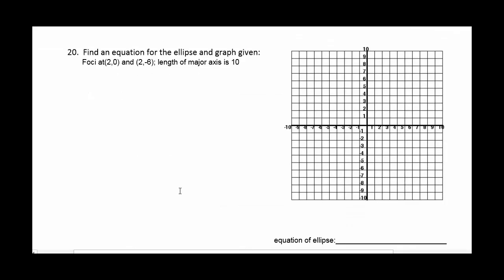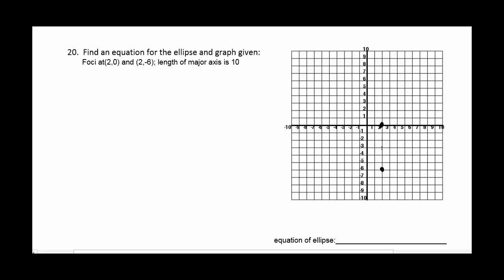Okay, number 20. Find an equation for an ellipse given the following information. Well, let's see. The foci are at (2, 0) and (2, -6), and the length of the major axis is 10. So what I can do is go halfway in between these two points, and that should be my center. So what is that?